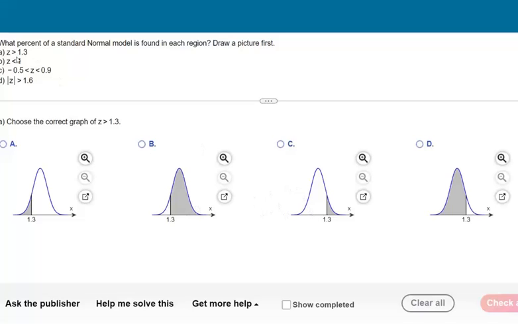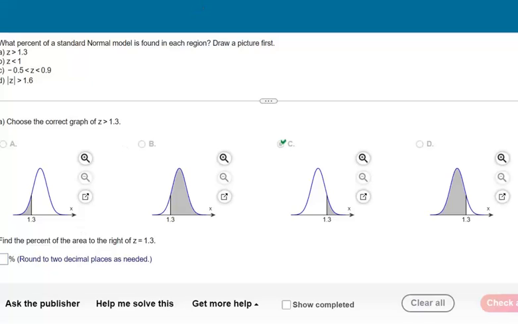So z equals 1.3, we follow the conventions of numbers on number lines. To the right means we're getting bigger. So here's z equals 0, z equals 1.3. That looks to be the right spot. And then look, there's two options that have z equals 1.3 in the right spot, a little bit to the right of 0. This is the correct option because this is where z is greater than 1.3. To be greater than something means to be to the right of something in the number line in mathematics.